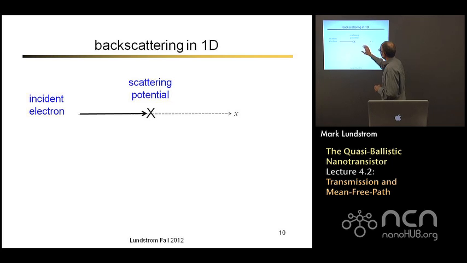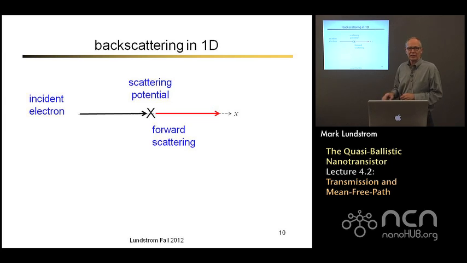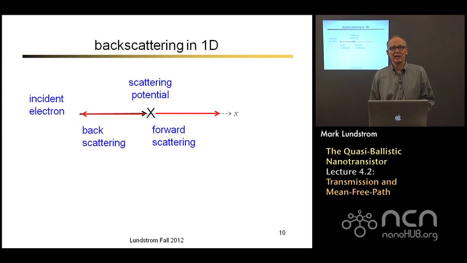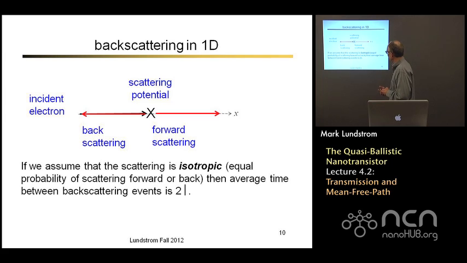It's easiest to see this in 1D. What if I had an electron coming in on a nanowire and it encounters some scattering potential? Two things can happen. If the scattering is isotropic, so in 1D I only have two directions, forward and reverse, that means I have equal probability of scattering forward and back. If I scatter forward, nothing has really happened. The electron continues along in its normal direction, and it's as though nothing has happened.